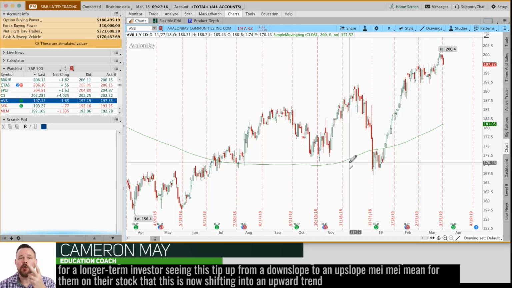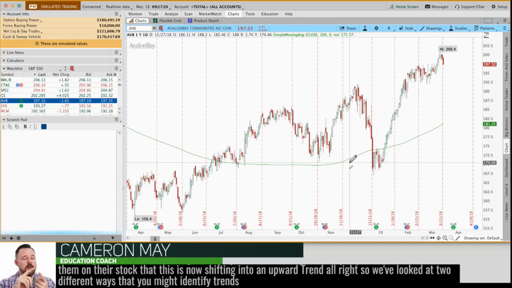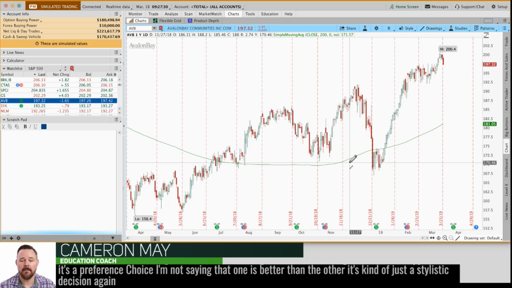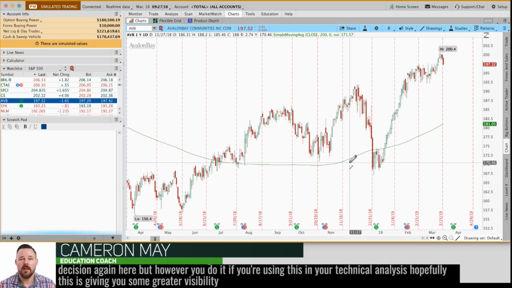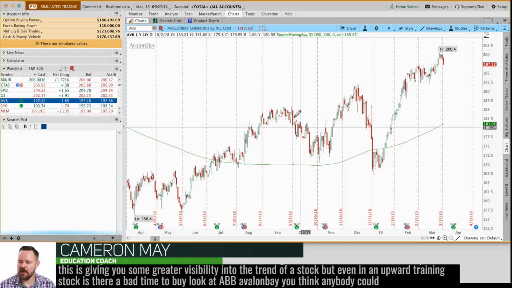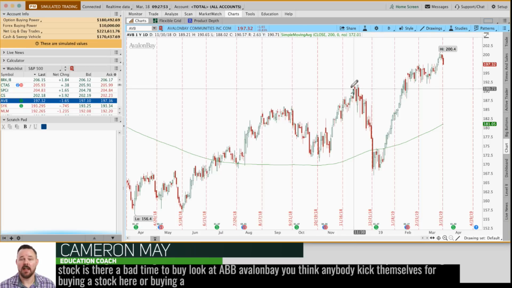All right, so we've looked at 2 different ways that you might identify trends: doing it yourself manually or using an automated approach. It's a preference choice. I'm not saying that one is better than the other. It's kind of just a stylistic decision. But however you do it, if you're using this in your technical analysis, hopefully this has given you some greater visibility into the trend of a stock. But even in an upward trending stock, is there ever a bad time to buy? Look at ABB, Avalon Bay. Do you think anybody kicked themselves for buying the stock here or buying the stock here?